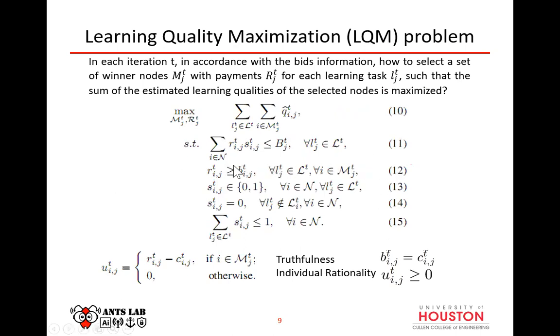And they add constraint 12, which guarantees that the payment to each node is larger than its claimed bid price B. And this is the utility function of node i, which is the difference between the given reward and the learning cost with respect to computation and energy consumption.